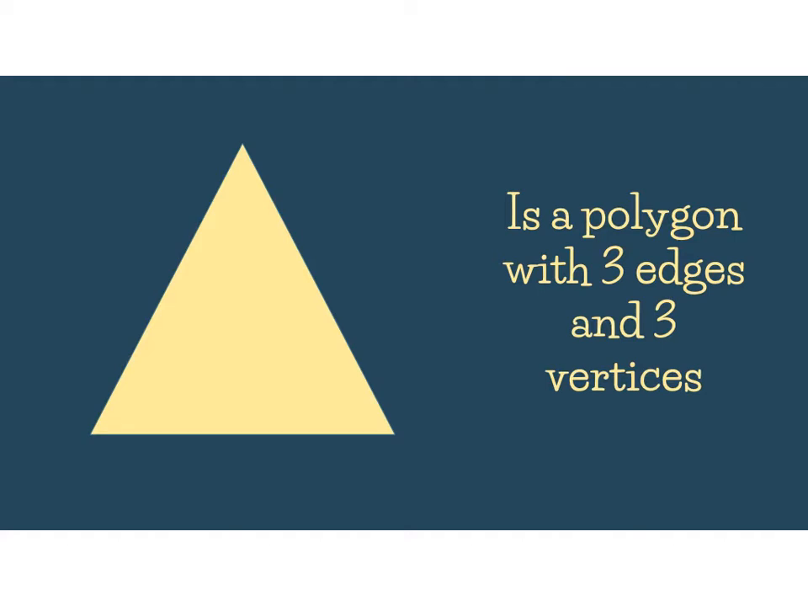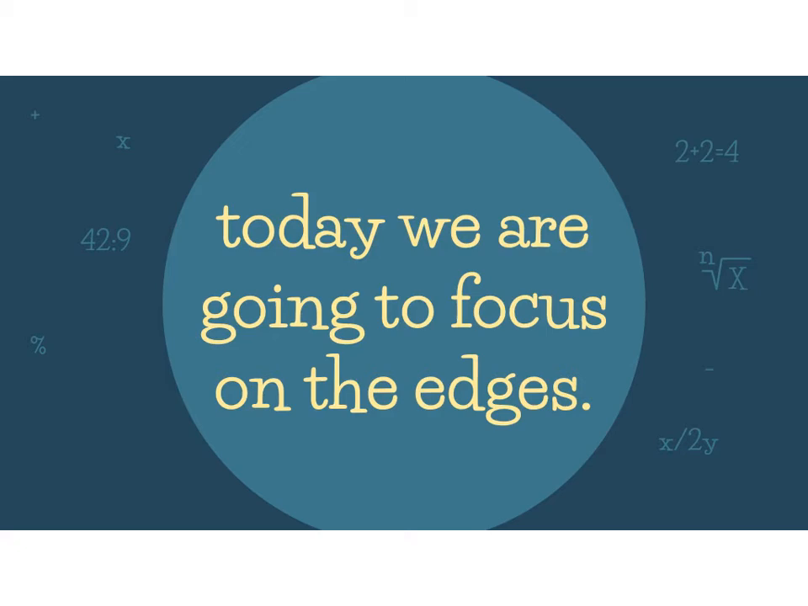So it's a polygon with three edges. So the edges are the sides. 1, 2, 3, and then 3 vertices. And if we remember, that's where two edges come together, our vertex or our point. Today we're going to be focusing only on the edges. So we're going to be focusing on the length of the edges. The length is how long or how tall something is.